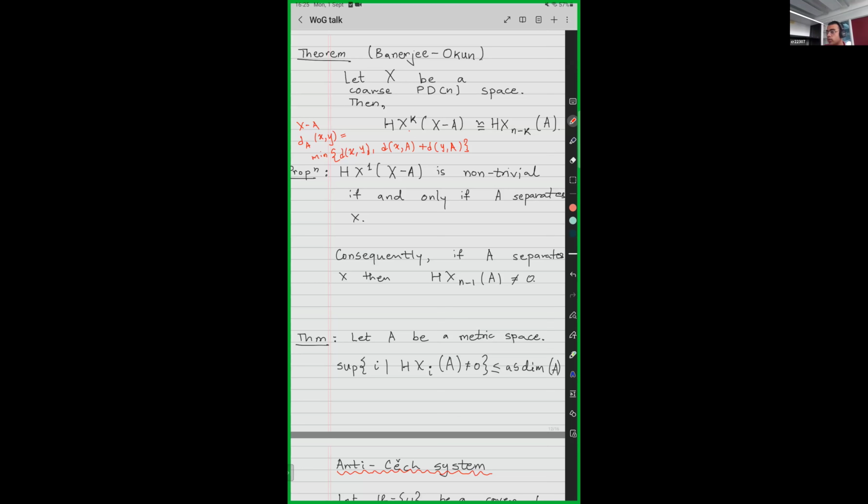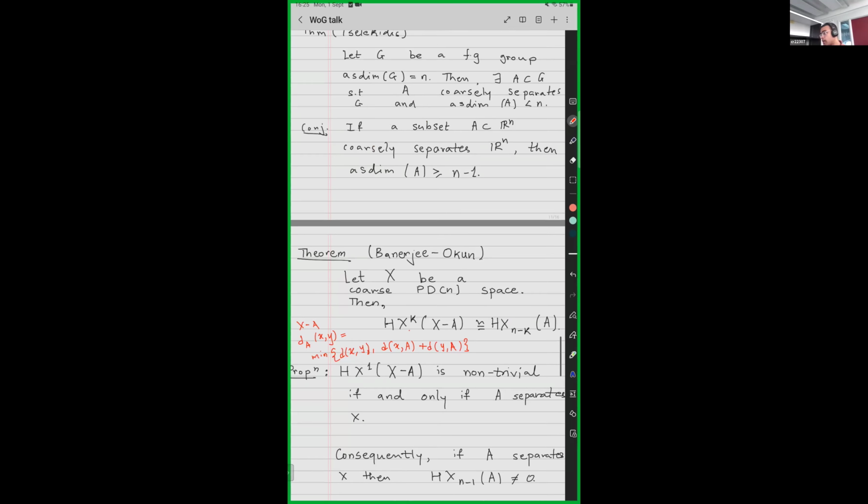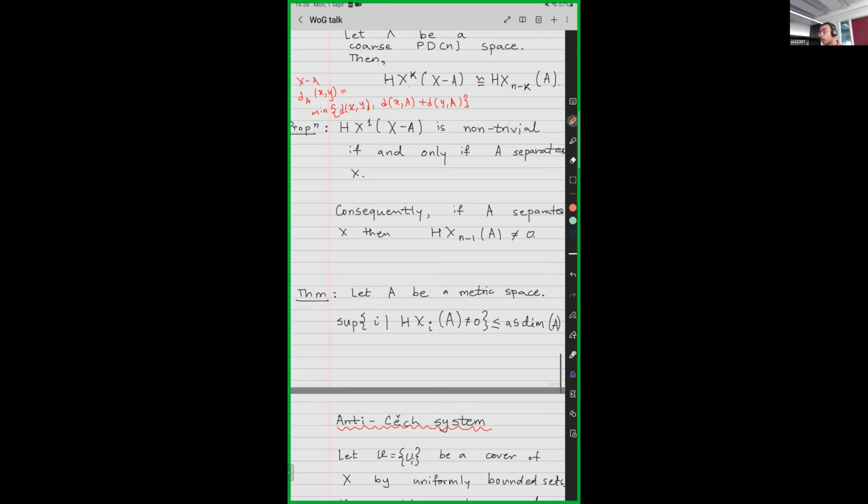And so if you want to prove this conjecture using these two things, then we need to show that non-vanishing of homology in a certain dimension will give you a lower bound for your asymptotic dimension. Because you have non-vanishing in the n-1 dimension, if you are able to prove that this following theorem is true, then we have a result, right?